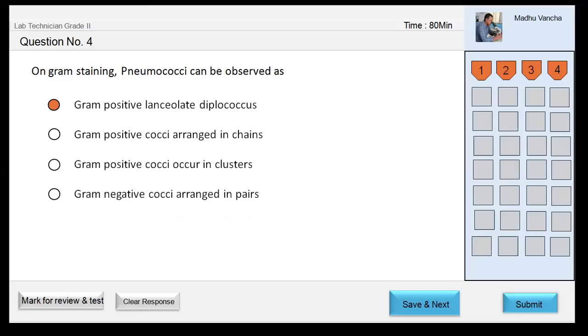So after gram staining, pneumococci appear as gram-positive lanceolate diplococcus. What is meant by lanceolate diplococcus? It means one end of the cocci is round or broad, and the other end of the cocci is narrow or sharp. So they are arranged as lanceolate diplococcus. Two cocci are arranged as a pair. They appear purple or violet in color.